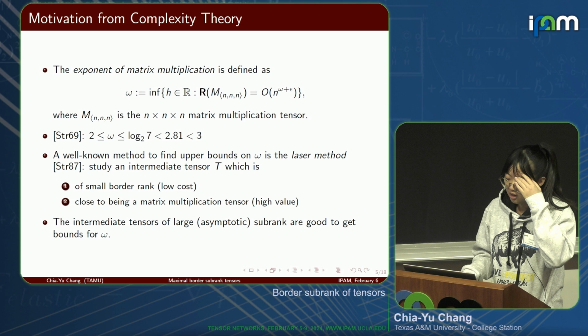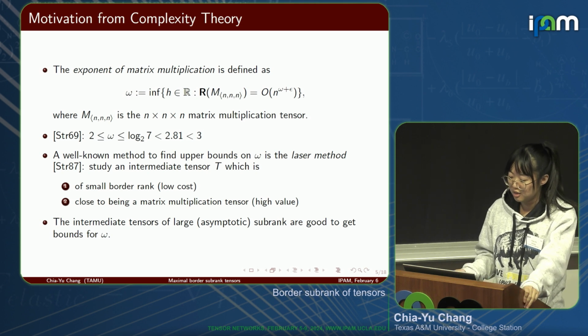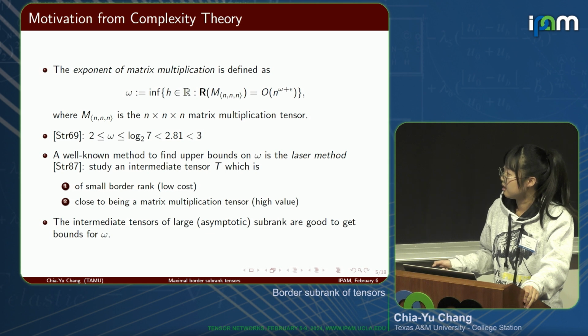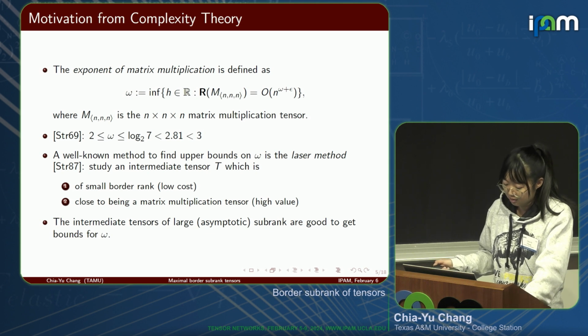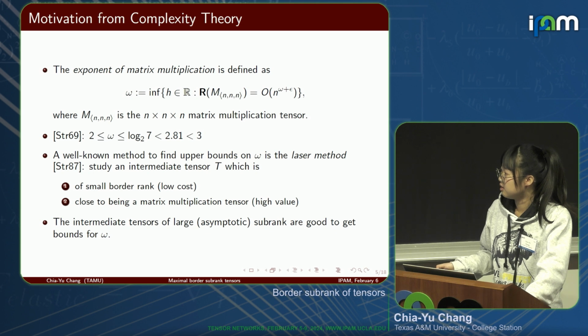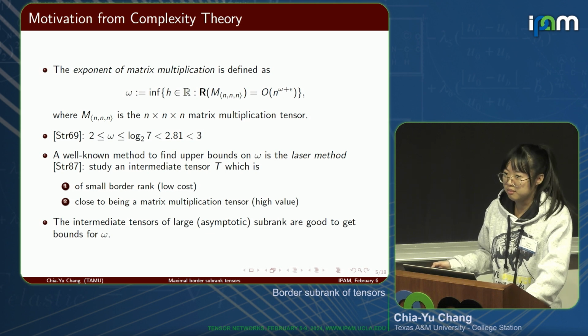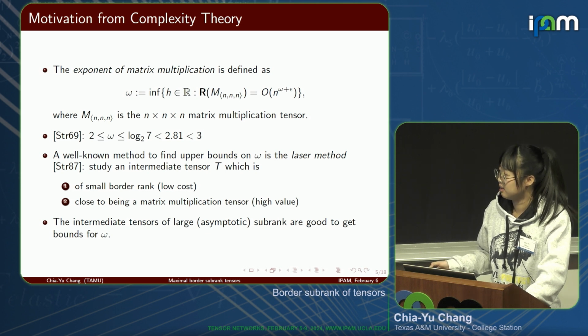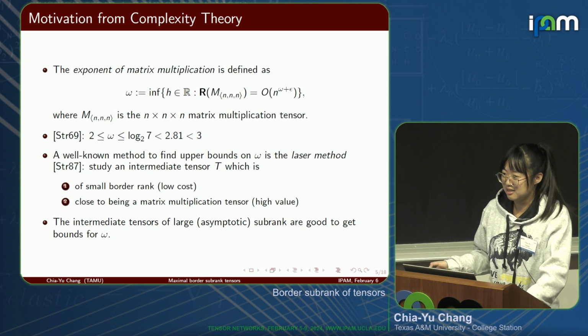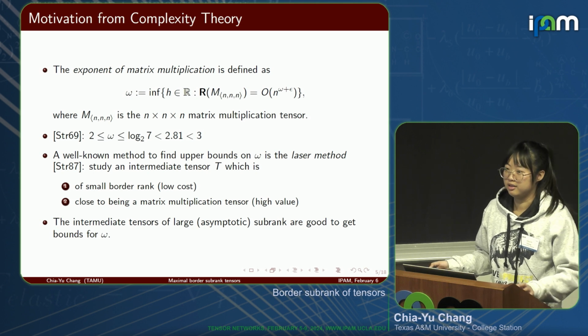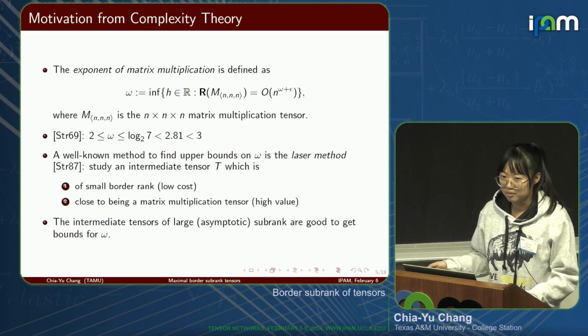since 1988. So if we want to go further, we need an intermediate tensor that has a low cost and a high value. Here we are interested in tensors that have large asymptotic subrank, because they are good to get bounds for omega. And maximal border subrank implies that it has maximal asymptotic subrank. So here I focus on tensors of maximal border subrank.